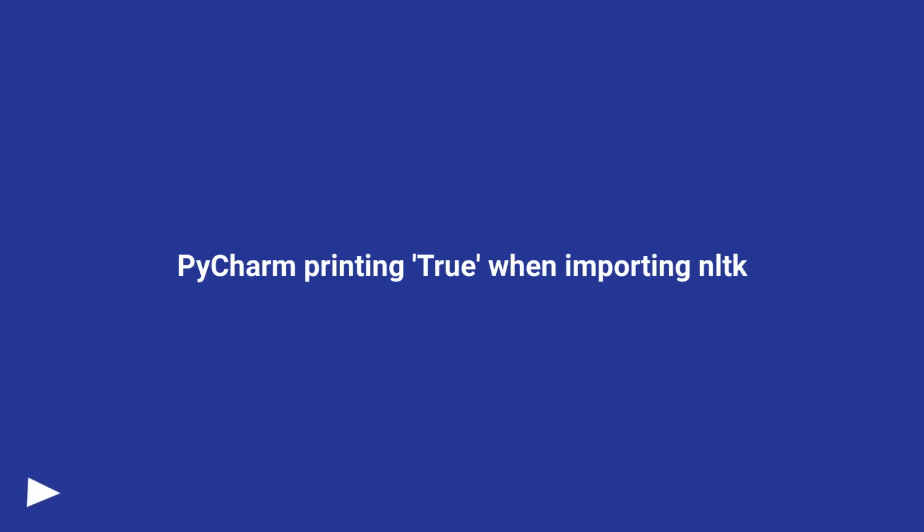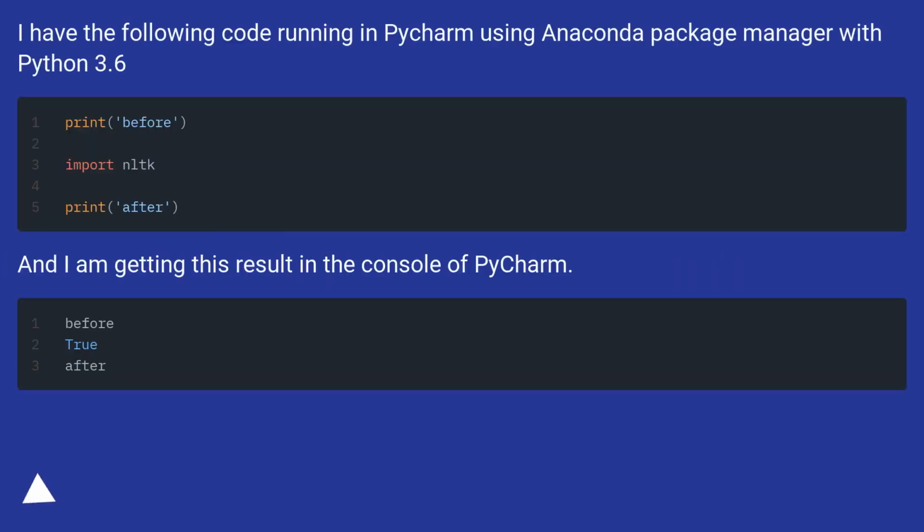PyCharm printing true when importing nltk. I have the following code running in PyCharm using Anaconda Package Manager with Python 3.6. And I am getting this result in the console of PyCharm.